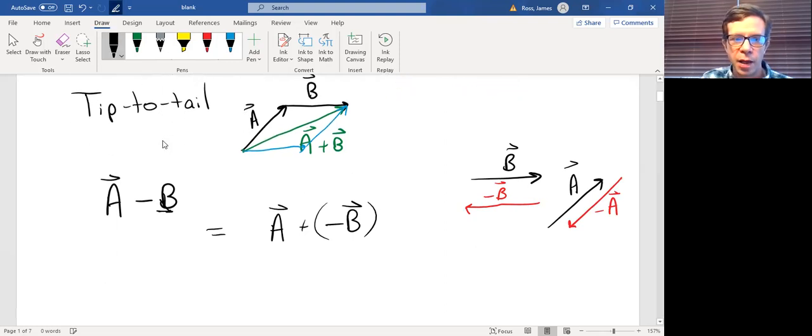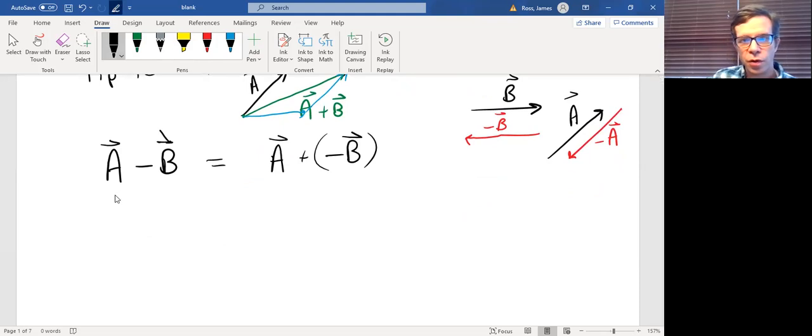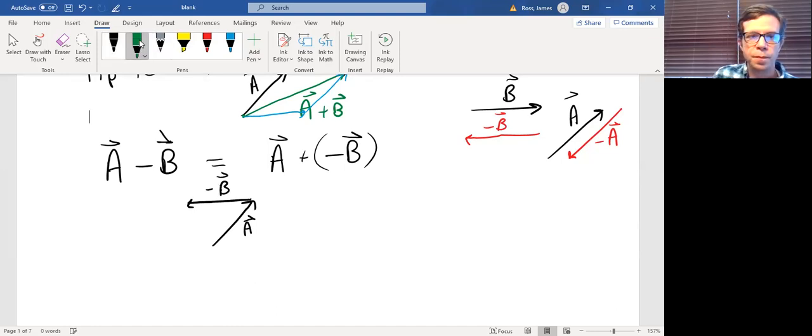So if we want to take A minus B, then we would just graphically take A and add to it minus B. And our resultant vector here would be given by that.